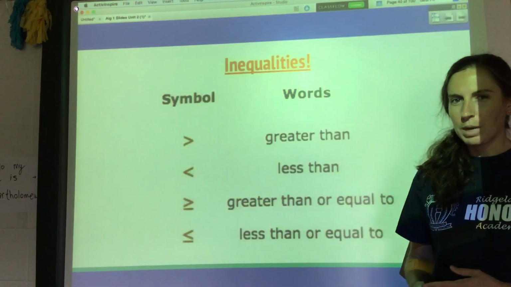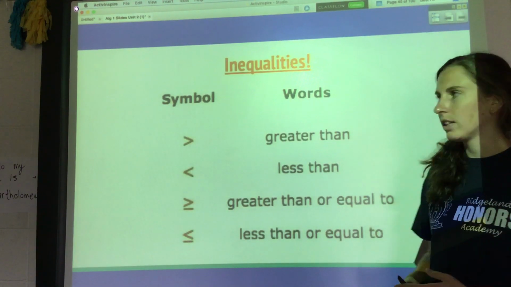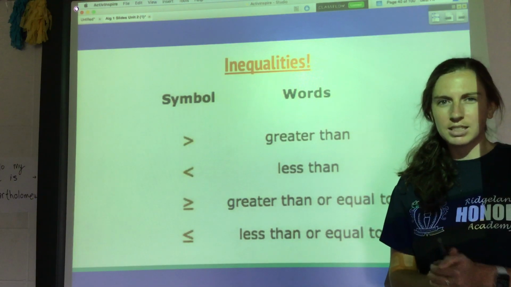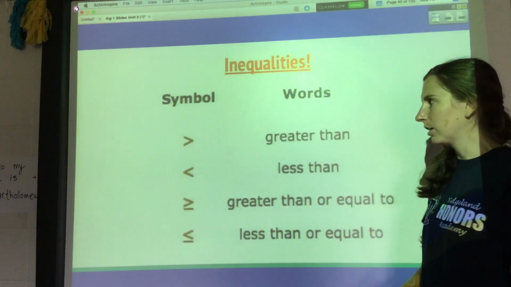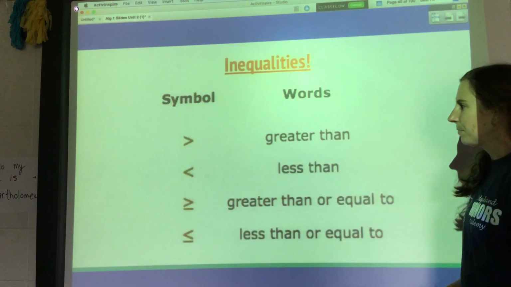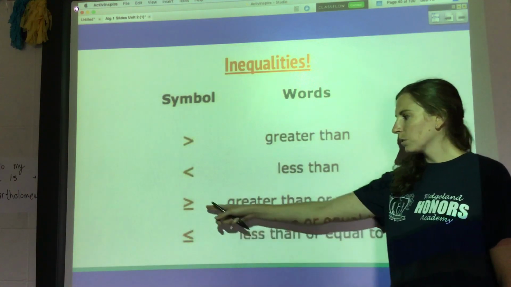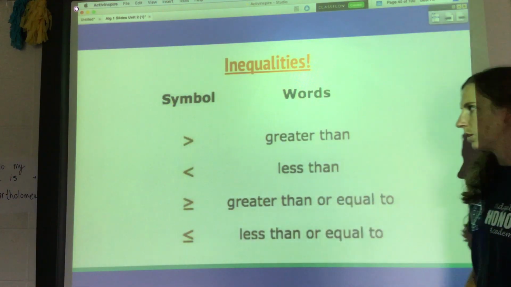So far we've talked about expressions and equations, but in this video we're finally going to get to inequalities, which is just like a mathematical sentence, but instead of an equal sign, it's got one of these symbols, and these should be pretty familiar to you. So you've got greater than, less than. This one's greater than or equal to, and then less than or equal to.